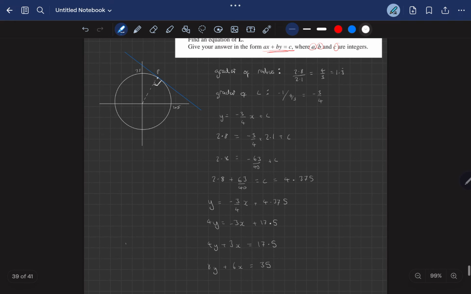Now look, we've got it into the form ax plus by is equal to c. A is equal to 6. B is 8, since it's 8y, so B is equal to 8. And C is equal to 35. Okay?